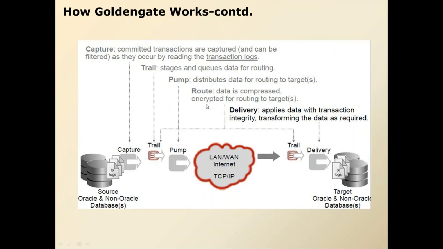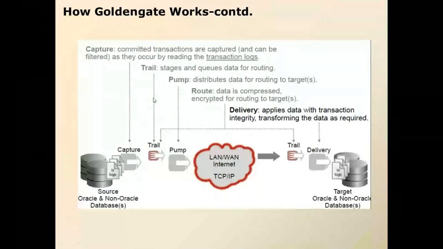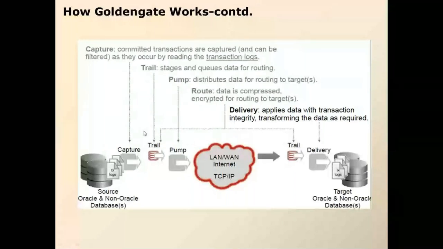So there are three processes involved in GoldenGate replication: extract process, data pump process, and replicate process. Each process here is critical for a GoldenGate implementation. Another important point to note: each process in GoldenGate has a source to read from and a target to write to. The capture process's source is the transaction logs of the database, and its target is the local trail. What is the source of the pump process? The local trail, and its target is the remote trail. Similarly, what is the source of the replicate process? It is the remote trail, and the target is the target database.